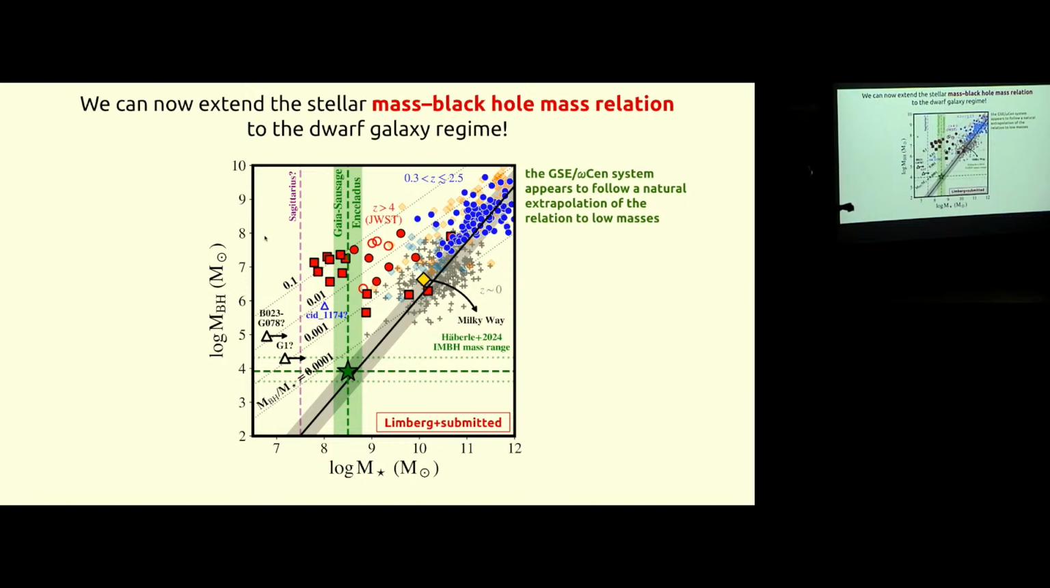However, if you just extrapolate this one relationship that is derived for massive galaxies to the regime of dwarf galaxies, what we find is that this relation really just goes right on top of the central black hole of ωCentauri, so the central black hole of Gaia sausage.